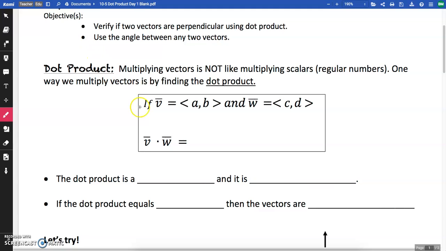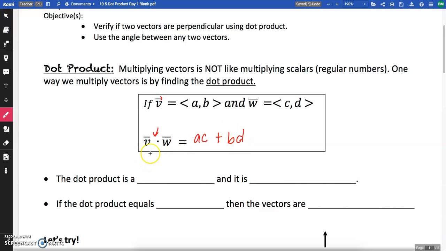It says if vector v, all my little arrows disappeared, but they're vectors, if vector v is represented by a and b, and vector w is c and d, the dot product, literally represented by a dot between them, that's why it's called the dot product, can be found by doing a times c, plus b times d. Now notice that this is not a vector. This answer is just a regular number. It's not a vector when you find the actual dot product.